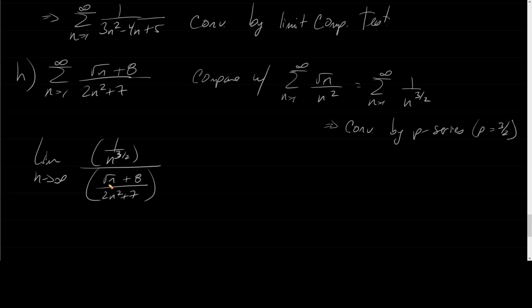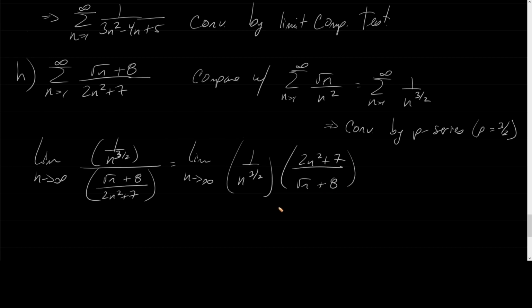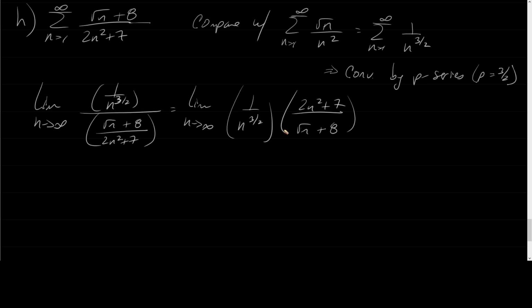Well, let's see. We're going to end up with the limit as n goes to infinity. We're divided by a fraction, so it's the same as multiplying by the reciprocal. So I have 2n squared plus 7 over radical n plus 8, right? And at that point, let's distribute that n to the 3/2 into everything here. So I end up with the limit as n goes to infinity of 2n squared plus 7, 1 times that. And at the bottom, n to the 3/2 times the square root of n, that's n squared. n to the 3/2 times 8, that's 8n to the 3/2.